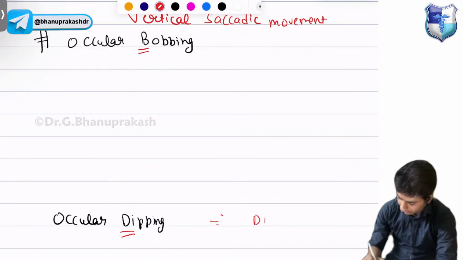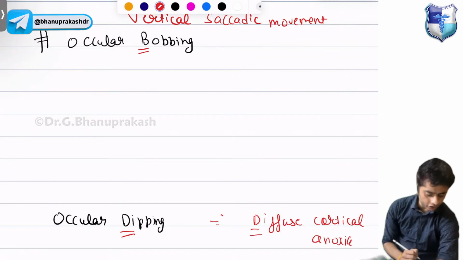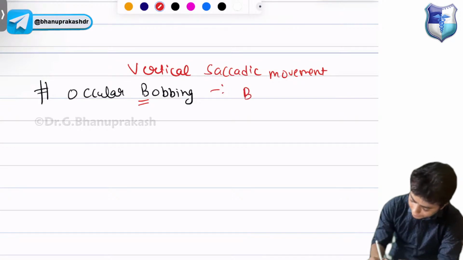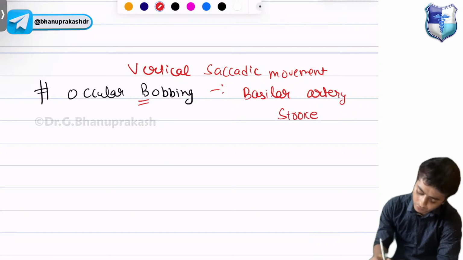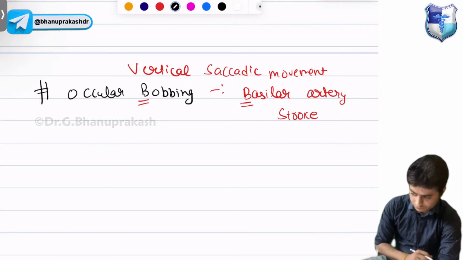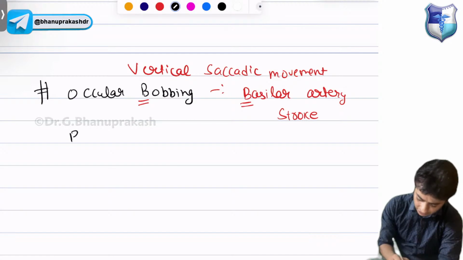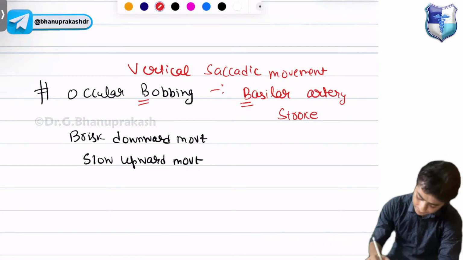So dipping is present in diffuse cortical anoxia. D for dipping, D for diffuse cortical anoxia, and B for bobbing, it is present in basilar artery stroke. B for bobbing, B for basilar. And what is bobbing? In ocular bobbing, there is brisk downward movement and slow upward movement, like this.